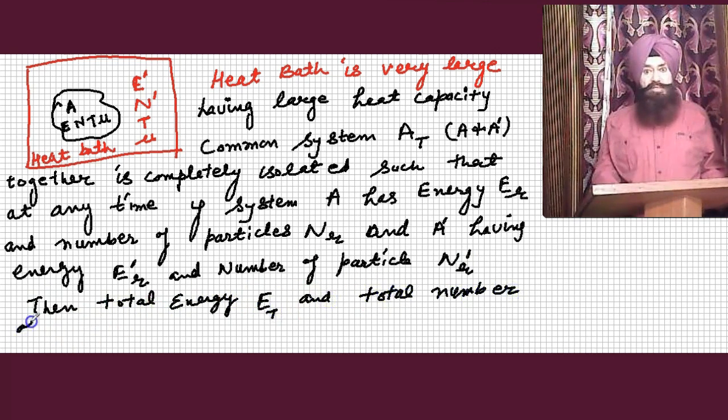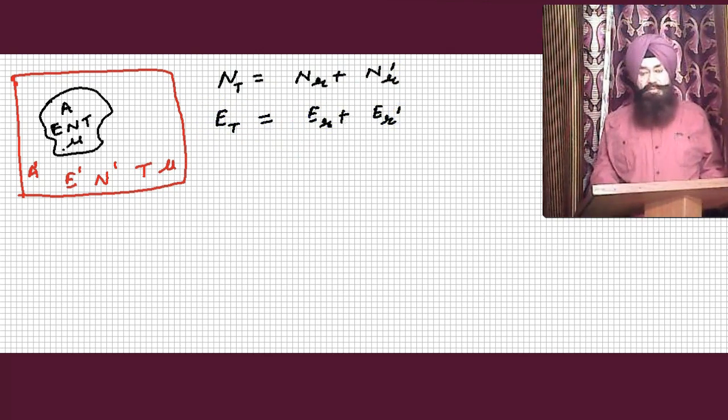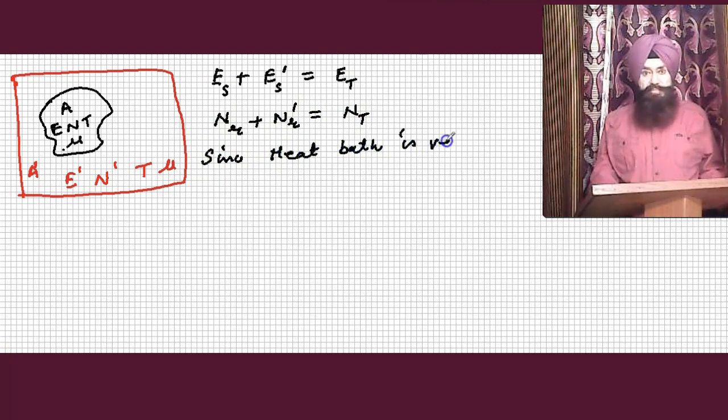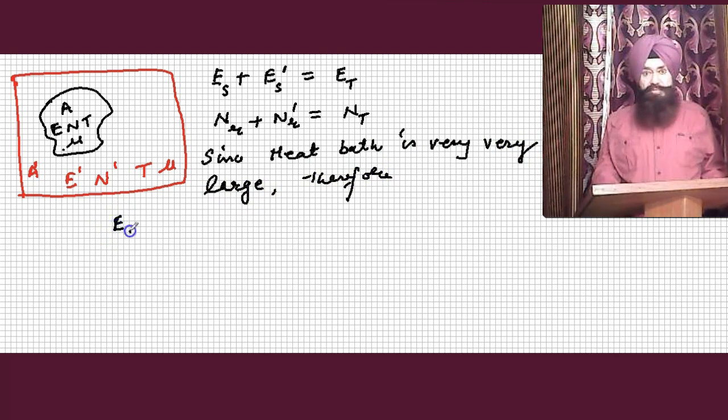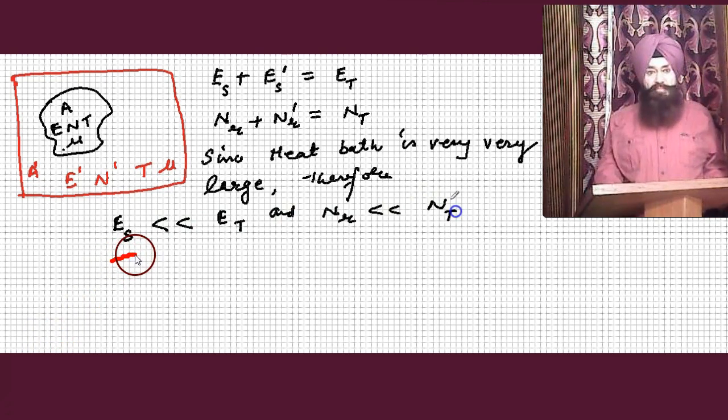Total energy, because of energy conservation, and total number of particles, they remain constant. N_T is the sum of N_R plus N_R dash, and it is E_R plus E_R dash. You may take the symbol E_S, no problem. E_S plus E_S dash is equal to E_T. N_R plus N_R dash is N_T. Since the heat bath is very, very large and has very large heat capacity, E_S will be very small compared to the total energy, as well as N_R will be very, very small compared to the total N_T.